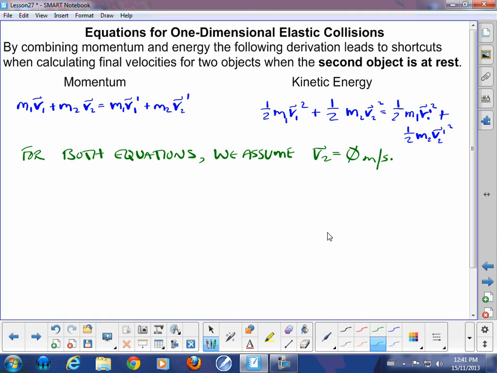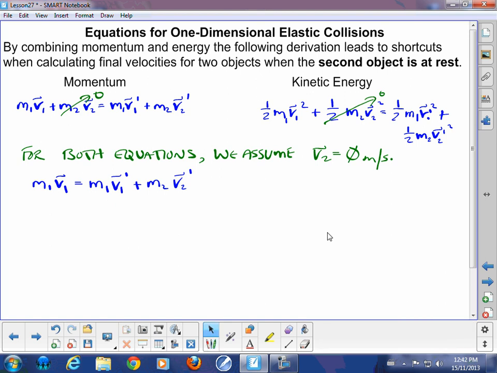So if we make that assumption that the final velocity, if we assume v2 is 0, that means that term drops out of our equation. Similarly, this term will drop out of our equation. So our momentum that we're analyzing now becomes m1 v1 equal to m1 v1 prime plus m2 v2 prime.